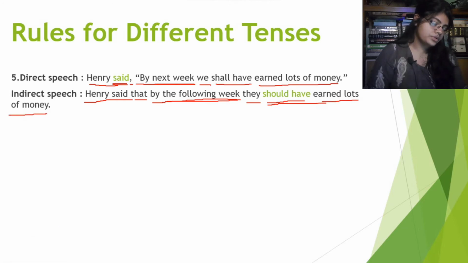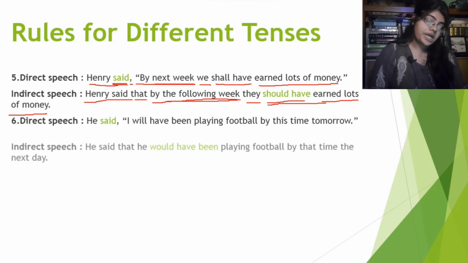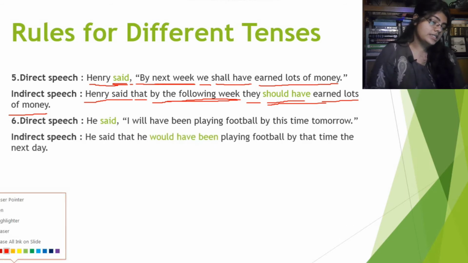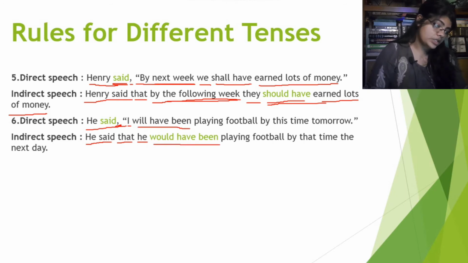Now, he said, "I will have been playing football by this time tomorrow." Indirect speech is: He said that he would have been playing football by that time the next day. "He said," comma will be replaced by "that." "I" will be "he." "Will have been" will be "would have been," because this is the past form of "will." "Would" is the past form of "will."